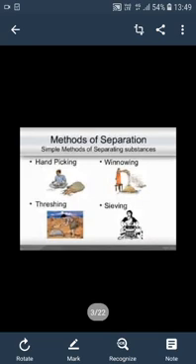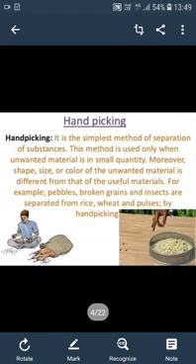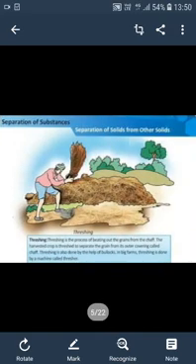Next, we'll go with your methods of separation. First, we'll go with separating solids from solids. First is your handpicking. See, handpicking is the simplest method of separating a substance. It involves picking out the impurities such as stones, broken grains or insects by hand. Stones are removed from pulses or rice by handpicking.